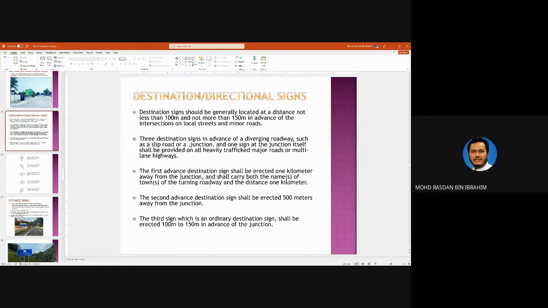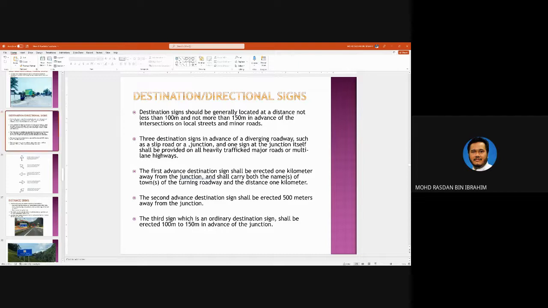So 3 destination signs in advance of a diverging roadway, such as a slip road, and 1 sign at the junction itself shall be provided on all heavily trafficked major roads. The first advance destination sign shall be erected 1 kilometer from the town. The next one is 500 meters away from the junction. And the third sign shall be erected 100 to 150 meters in advance of the junction.